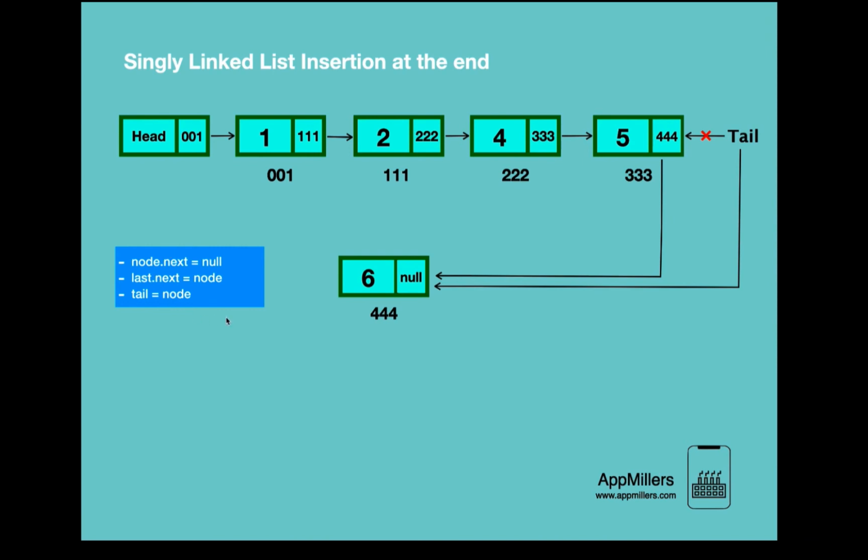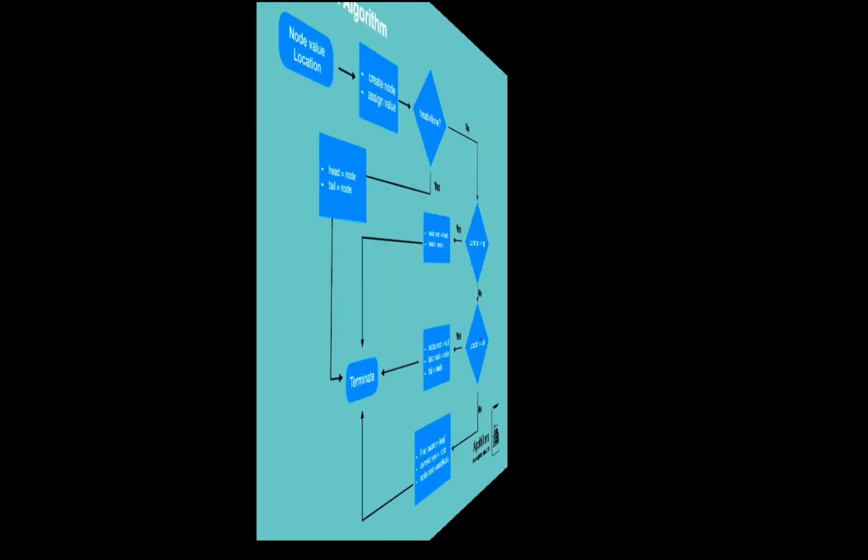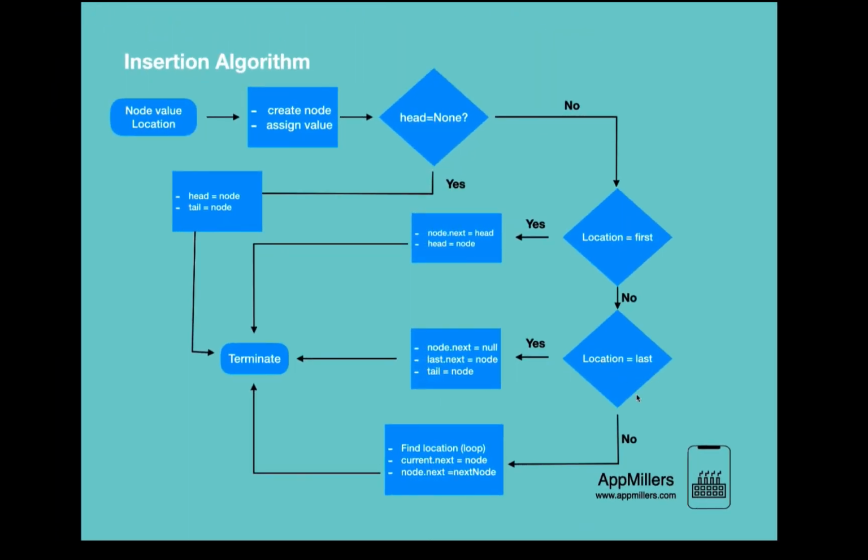Now let's continue to the next step in our algorithm. The next step is if the location is not equal to last, then we continue over here, which means that we need to add a newly created node in the middle of the single linked list. So here we need to find in which location we are going to insert a newly created node. To find it, we need to loop through all elements of the single linked list. Then after finding the current node, we will set the current node reference to this newly created node and this newly created node's reference to the next node in the linked list.